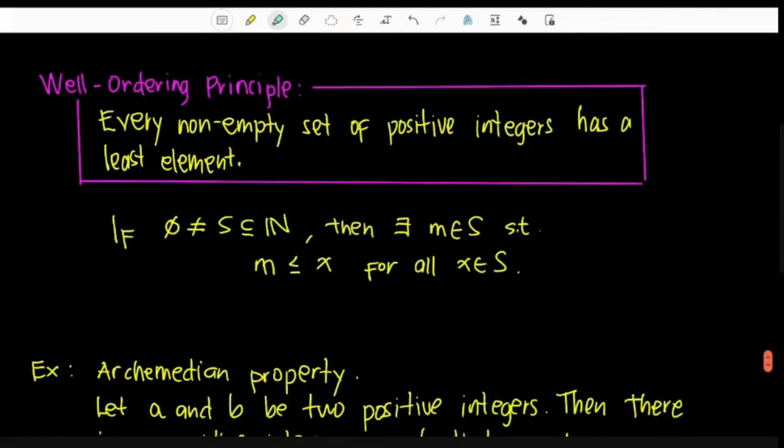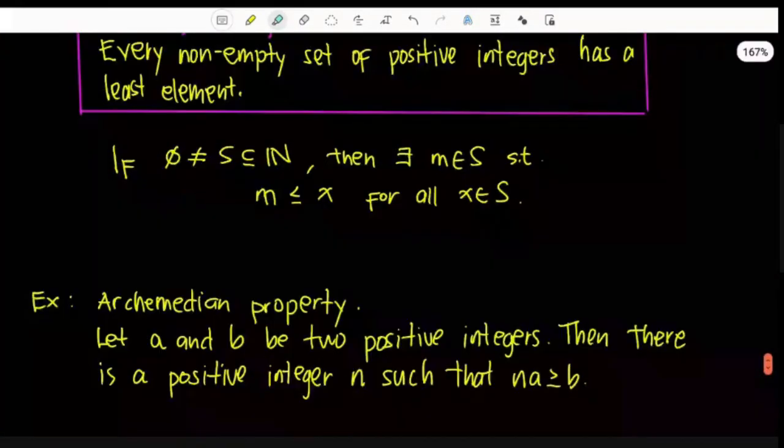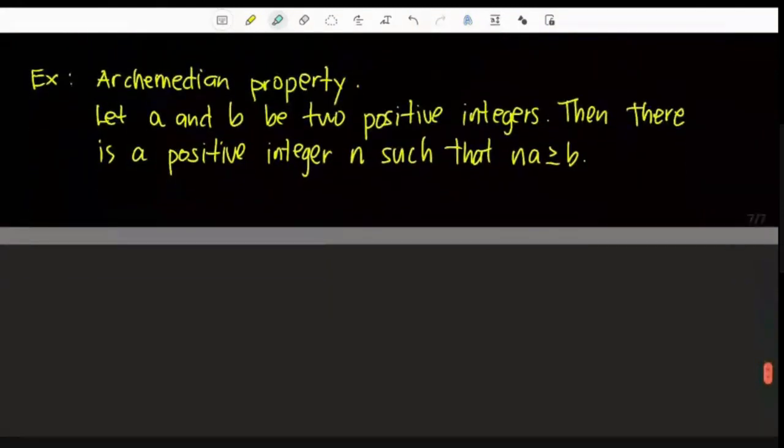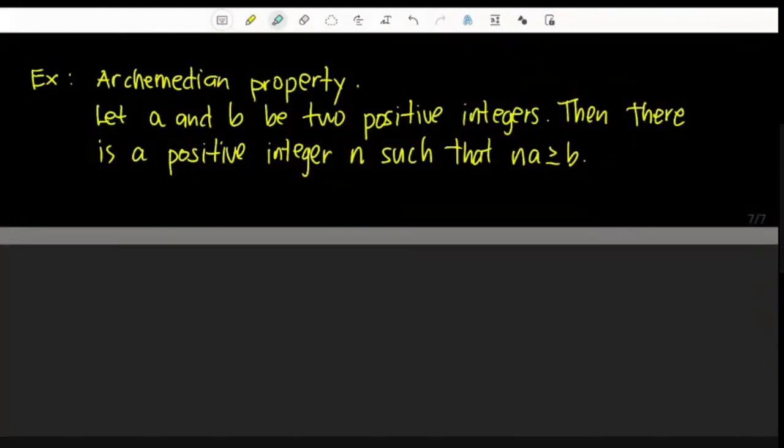This property can be used to prove the Archimedean property. So, ano ba yung Archimedean property? So, let A and B be two positive integers. Then there is a positive integer n such that n times A is greater than B. So basically, ang sinasabi nito, pag meron kang dalawang number A and B, you can multiply a big enough number n para yung n times A mas malaki na sa B.